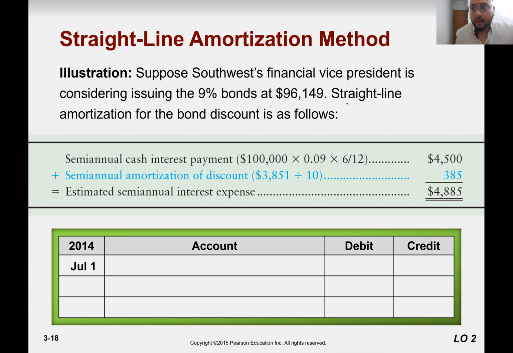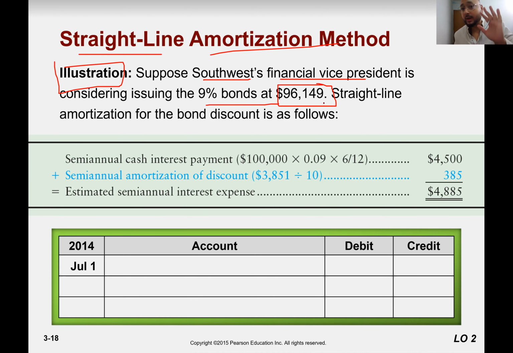Hey class, welcome back after the break. So we were talking about the straight line method for amortization of the discount or premium. So let's understand it through an illustration here. Suppose Southwest Financial Vice President is considering issuing a 9% bond at 96,149.